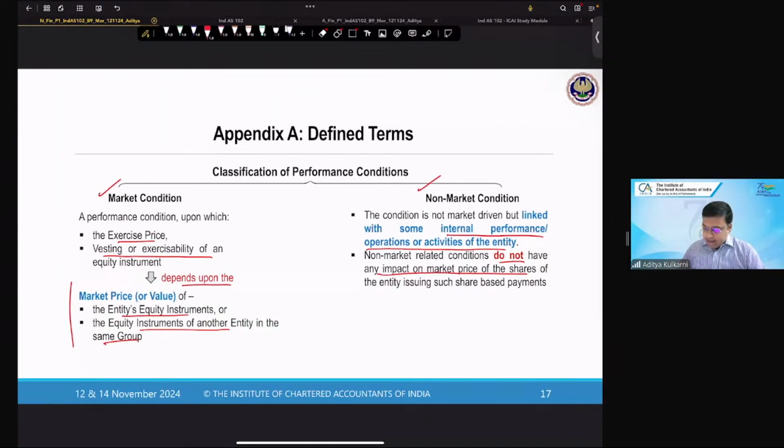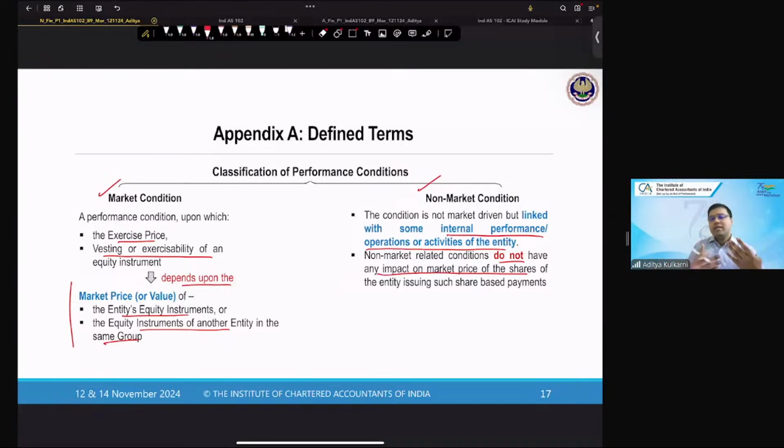So non-market related conditions do not have any impact. I have two questions. Hemant has asked, give an example of a market condition. So a market condition could be very simple. Suppose the market price of the share is 1300. You will say that the options will vest in you if the market price reaches 2000. So that could be one of the performance conditions, which is a market condition.